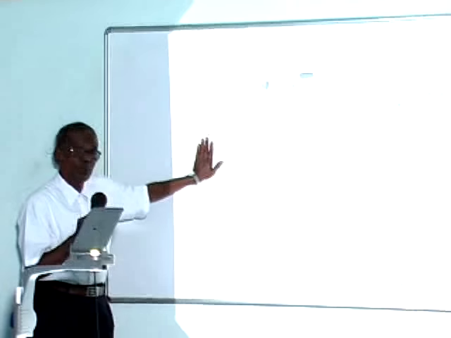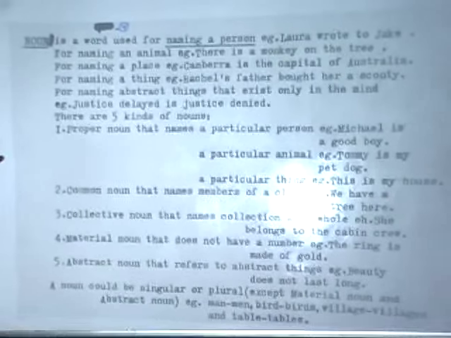A noun could be singular or plural, except material noun and abstract noun, as in man, men, bird, birds, village, villages, table, tables.